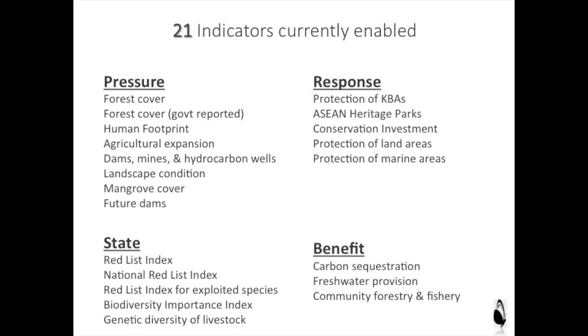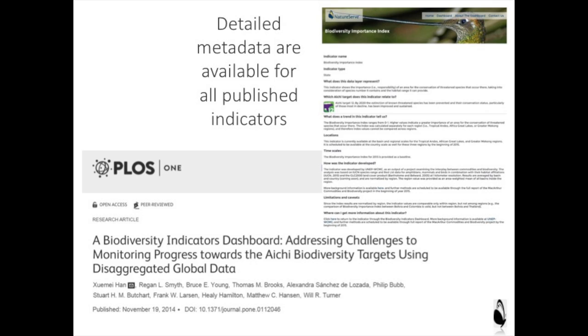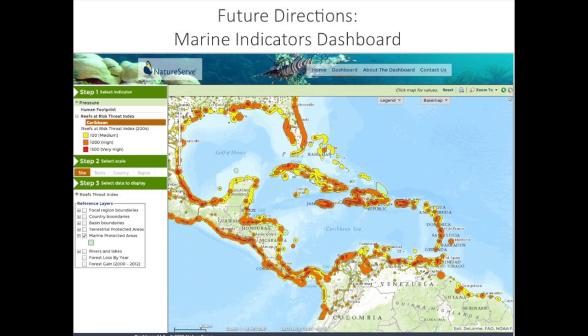To date, there are in total 21 indicators currently enabled on the online dashboard. The number will grow as we are constantly developing and recruiting indicators as well. Detailed metadata are available for all published indicators, and we also publish scientific papers to describe the methodology and the application of the dashboard. Some future directions. Next, we are looking into developing a marine indicator dashboard as well.